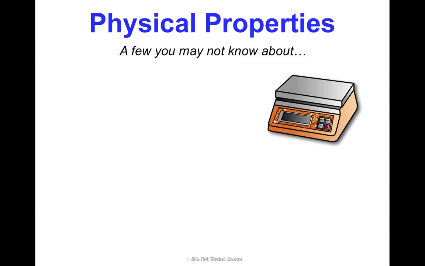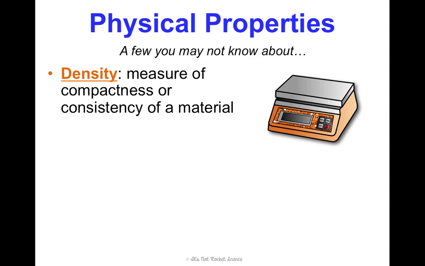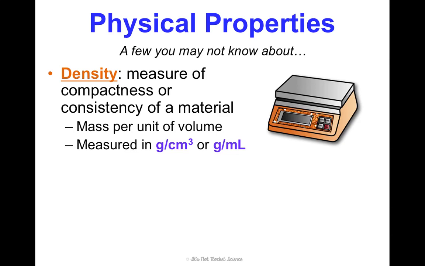One more that is just super critical that I want you to know is density. This is a measure of compactness or consistency of a material. And for those of you that have loved all the math we did in the physics portion of this class, here's your last equation from me. So density can be measured. It's mass per unit of volume. And the units we use for it are either grams per centimeter cubed or grams per milliliter.